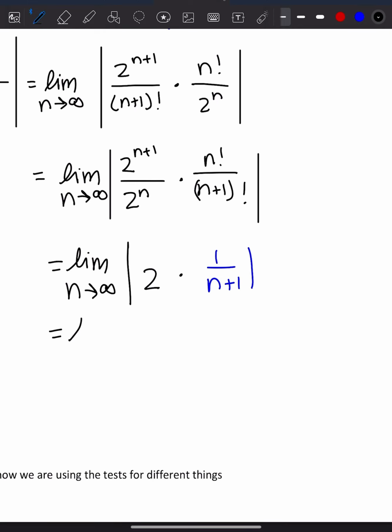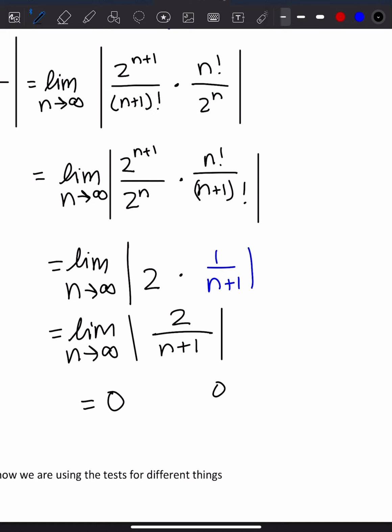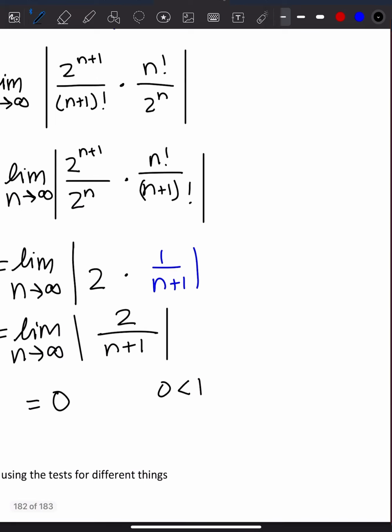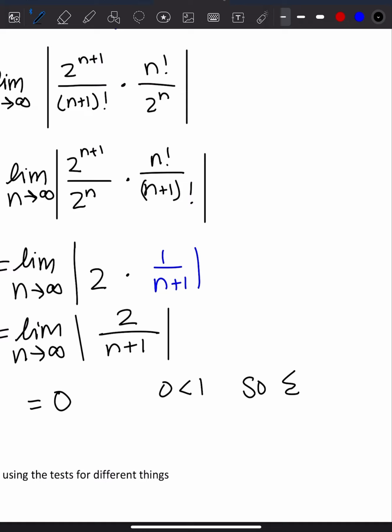So we have the limit as n approaches infinity of the absolute value of 2 over n plus 1. And if we think about our rules here, we have a bigger power on the bottom, so this is going to go towards 0. That's fine for us because 0 is less than 1. When we are less than 1, our series is going to converge, so the summation from n equals 1 to infinity of 2 to the n divided by n factorial converges.